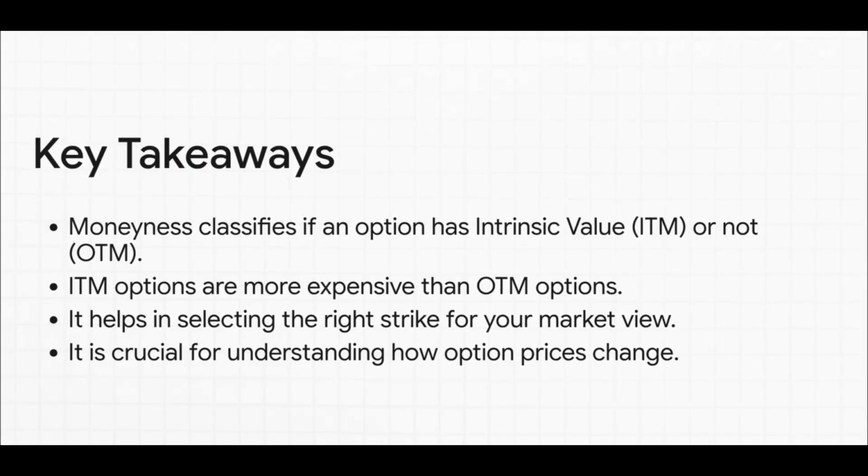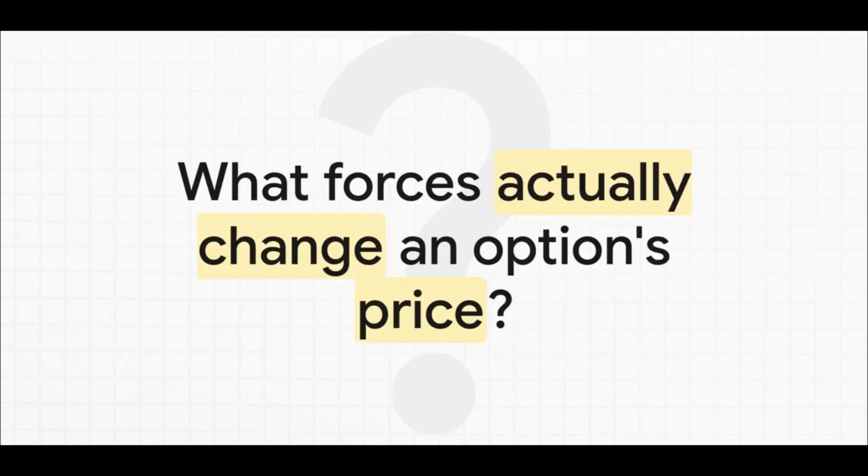So let's wrap this all up. Moneyness is just a simple way to classify if an option has real built-in value, intrinsic value, or not. Because ITM options have this value, they're always going to be more expensive than OTM options. And this feeds directly into your strategy. Do you want to pay more for an ITM option that's already got a head start, or do you go for a cheaper OTM option that needs a bigger move to pay off? And, maybe most importantly, all of this is the absolute bedrock for understanding the bigger forces that make option prices tick.